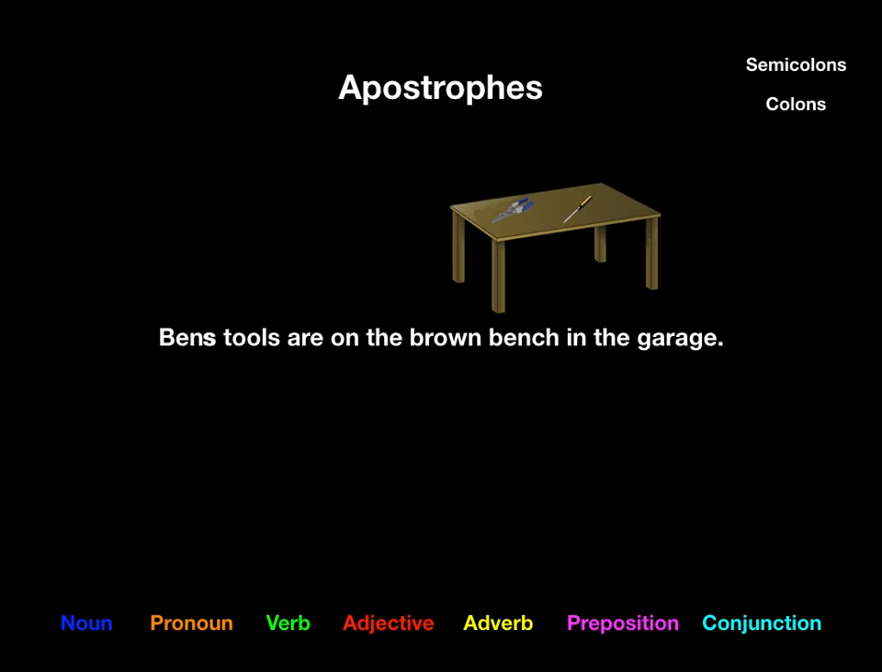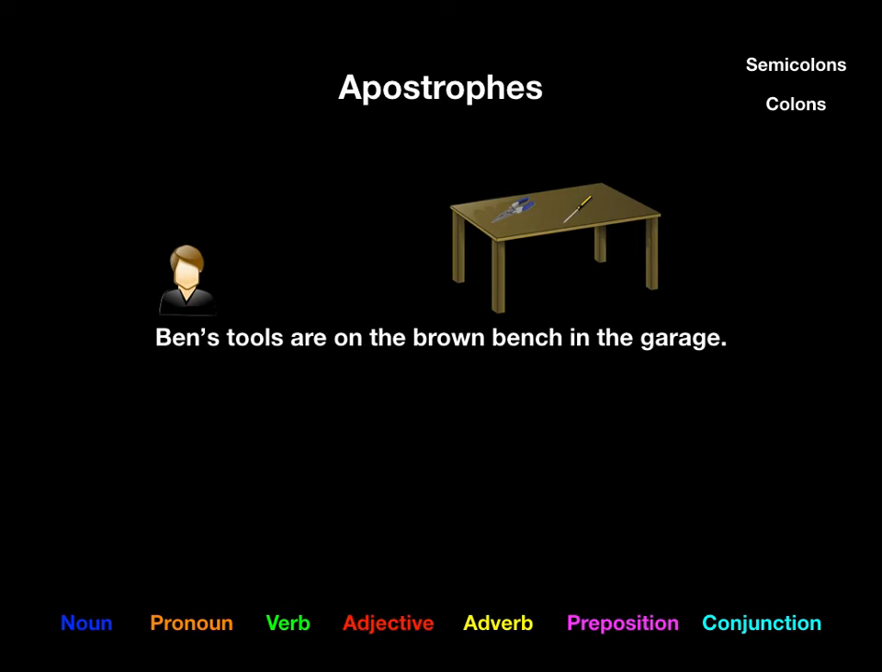Currently, with the spelling of this word, we are denoting that there are multiple Bens. However, this sentence does not mean that there are multiple Bens. Rather, it means that Ben possesses the ownership of these tools. In order to signify Ben's ownership of the tools, we will add an apostrophe before the S. Ben apostrophe S tools are on the brown bench in the garage.